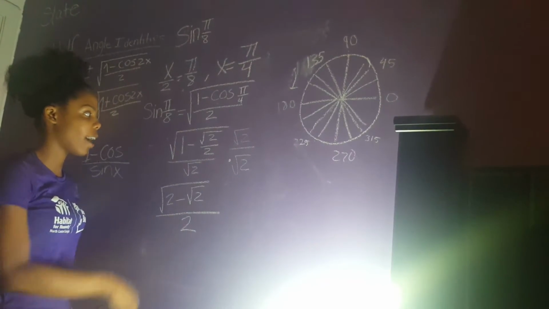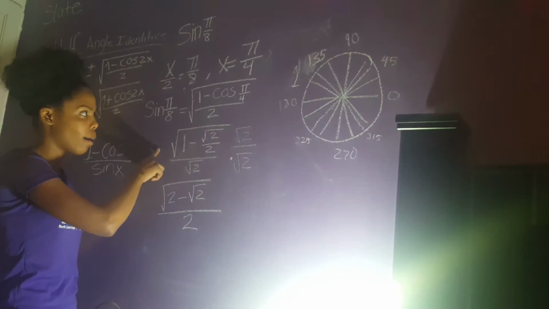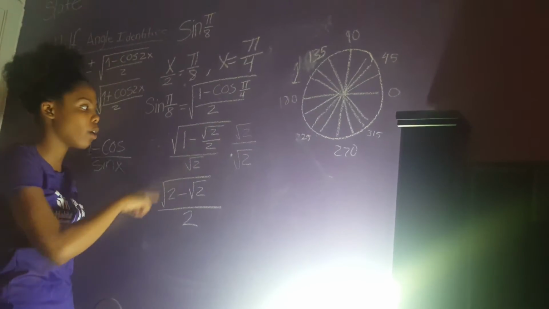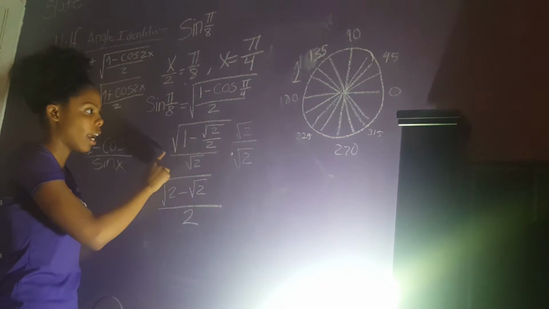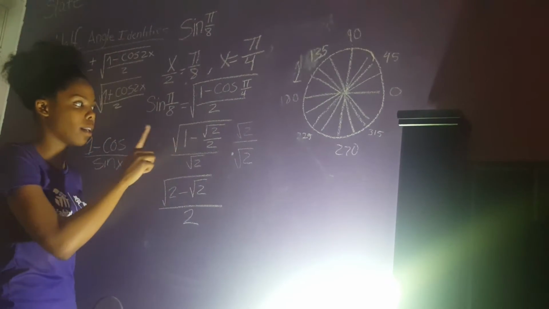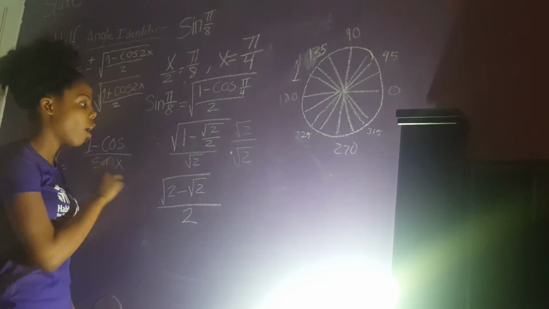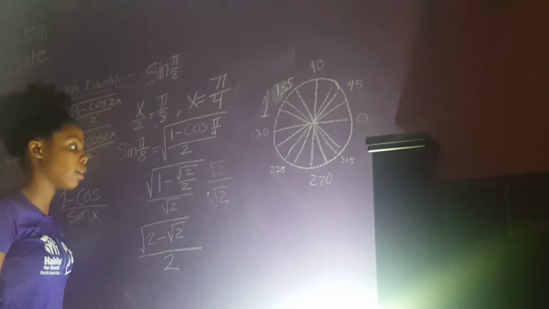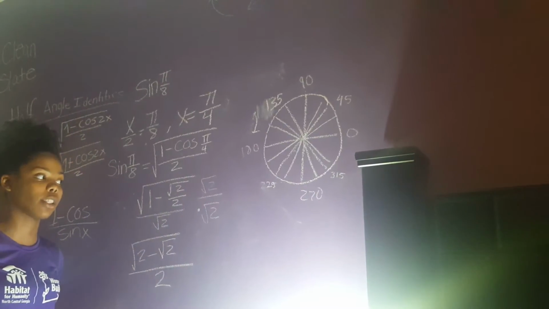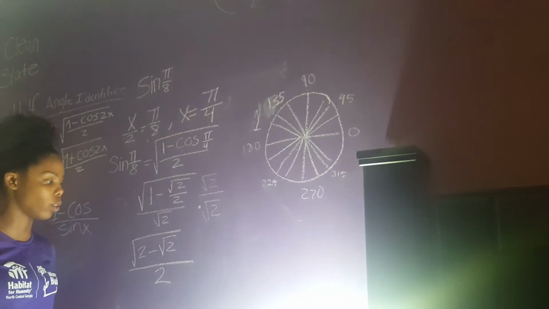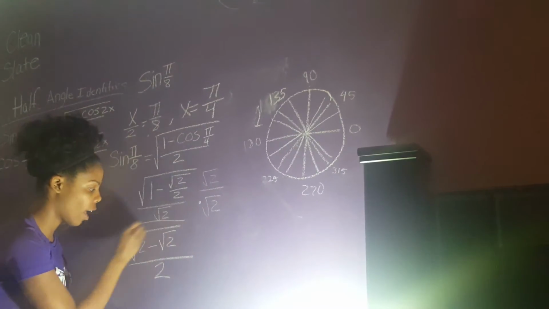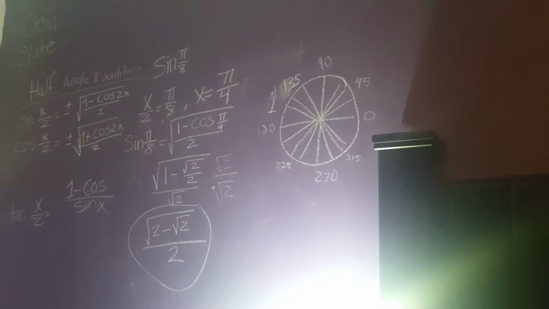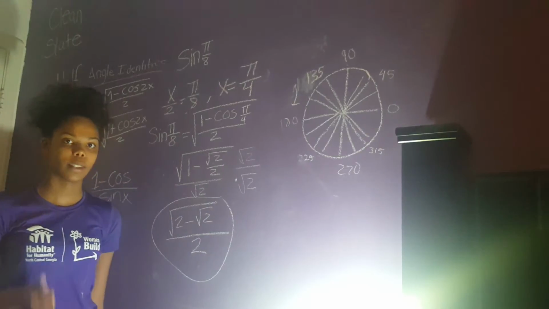Then, after you put that in, we know our cosine pi over 4 is square root of 2 over 2. So you plug that in, and then you have square root of 1 minus square root of 2 over 2, all over the square root of 2. And you want to eliminate that square root of 2 at the bottom, so you're going to multiply it by square root of 2 over 2, which is equal to 1. And after all of that, you will come down to your answer of square root of 2 minus square root of 2 over 2. Good job, guys.